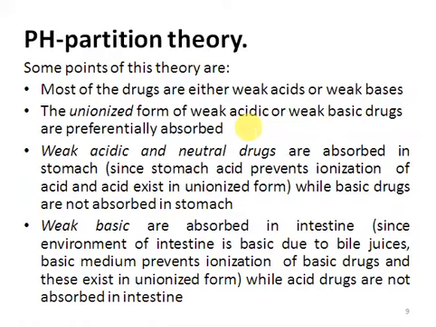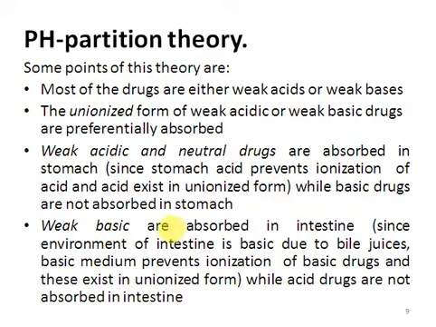If the drug is acidic or neutral, then it will be absorbed in the stomach. Why? Because the stomach has an acidic medium. The acidic medium will prevent ionization of this weak acid. So our acidic drug will remain unionized, so it will be absorbed. While if you are taking a basic drug, it will not be absorbed in the stomach because a basic drug will become ionized under acidic medium, right? So it's important for the drug to be unionized for it to be absorbed.